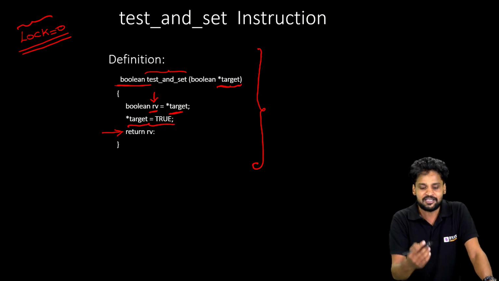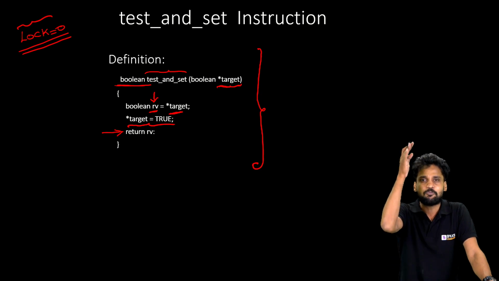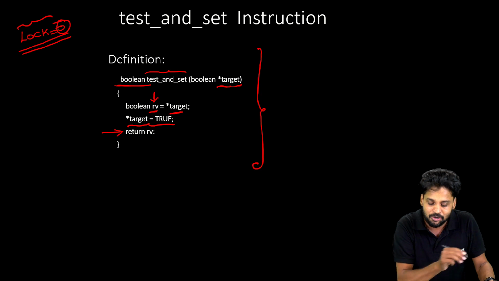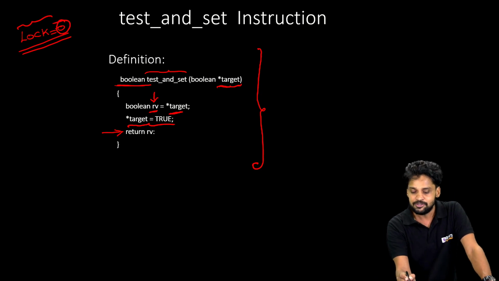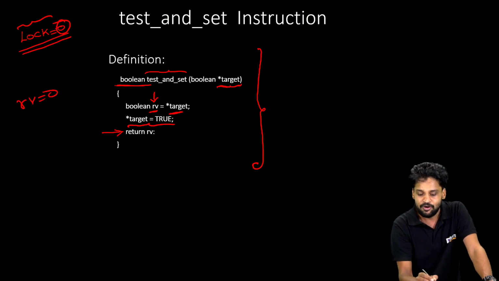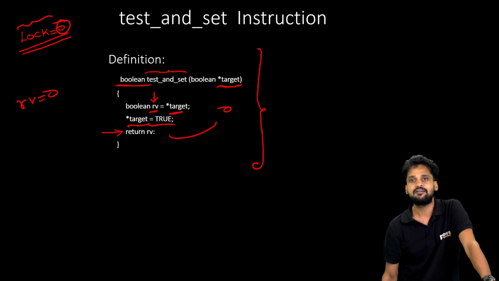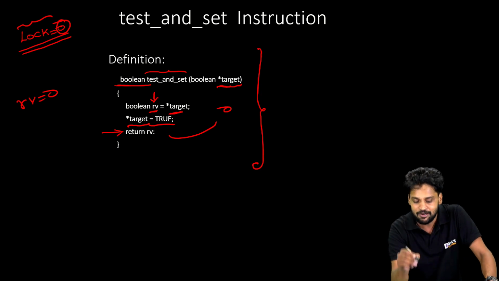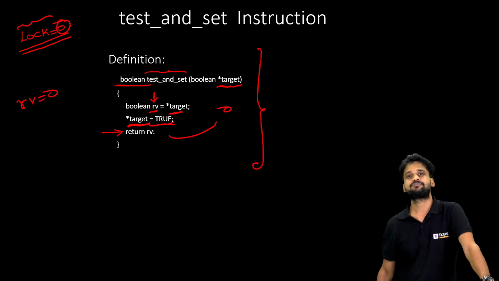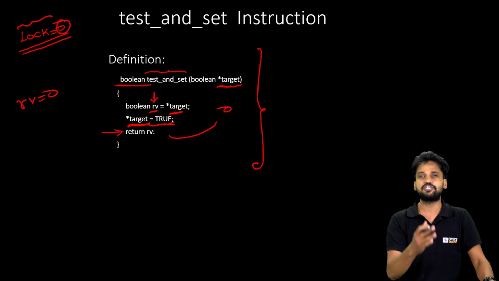Initially, the first process, when it wants to access this lock, is going to find the lock value is equal to 0. Because target, of course, the lock is equal to 0 and this target is being passed to RV, then RV is equal to 0. Finally, we are going to return RV which is equal to 0. Meanwhile, we are going to set this lock to true. So this is the definition of the lock.